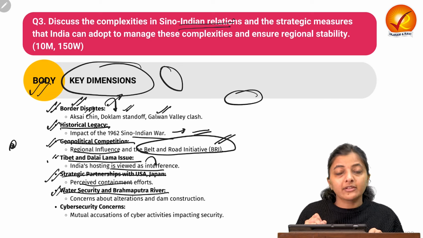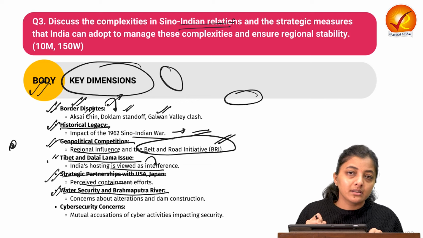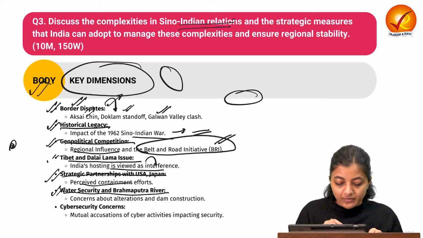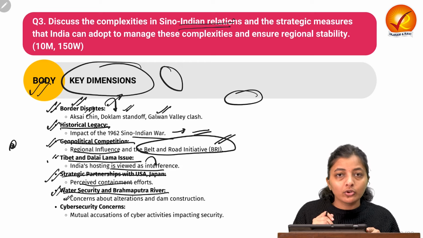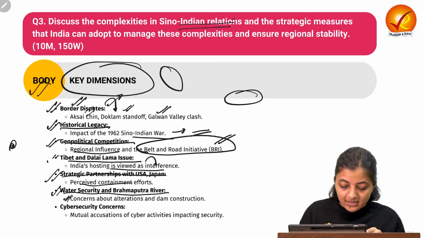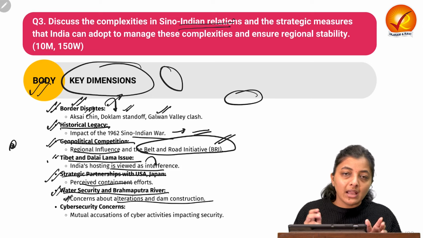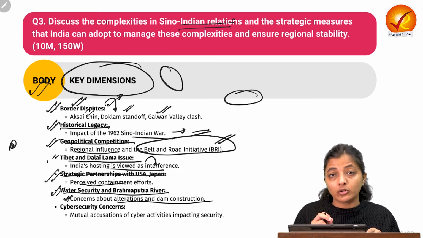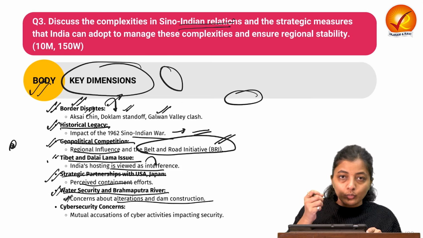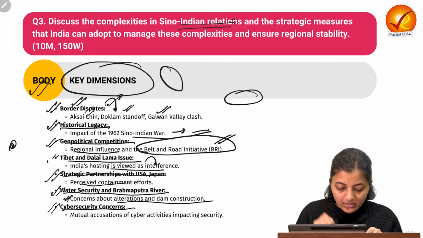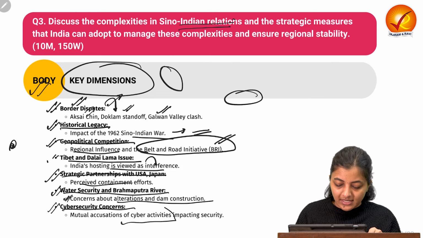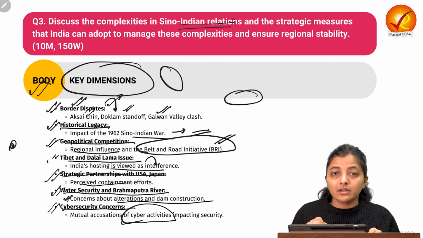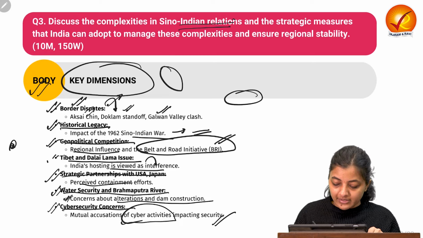Next is about water security and the Brahmaputra river, because the Brahmaputra river originates in the China region. So any construction of dams or any hampering of the water flow in China can cause concerns about alteration, and there are always issues with respect to the water flow from China towards India. Next is about cyber security concerns. Again, there are always mutual accusations of cyber activities impacting the security or the integrity of the countries.